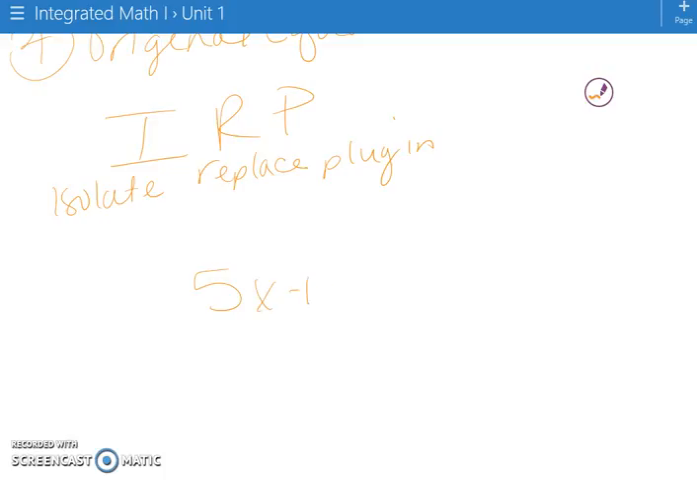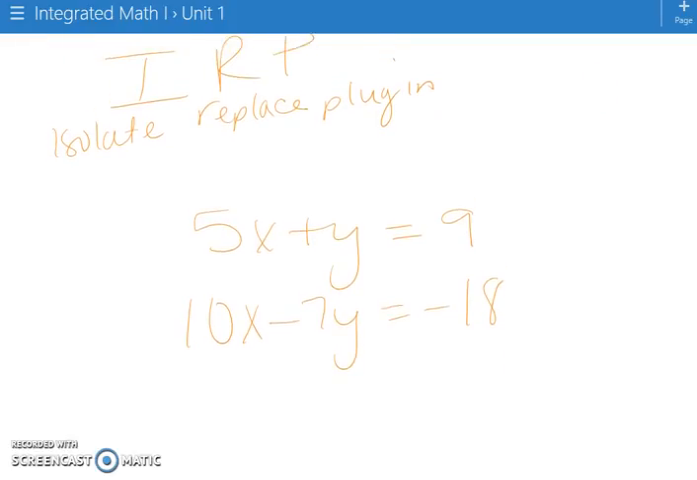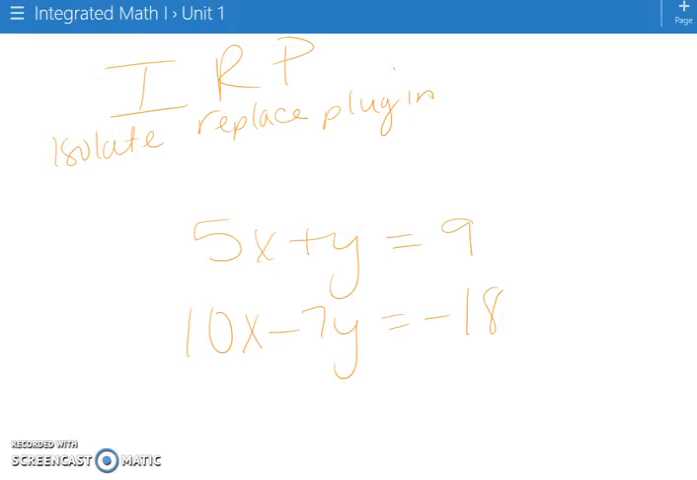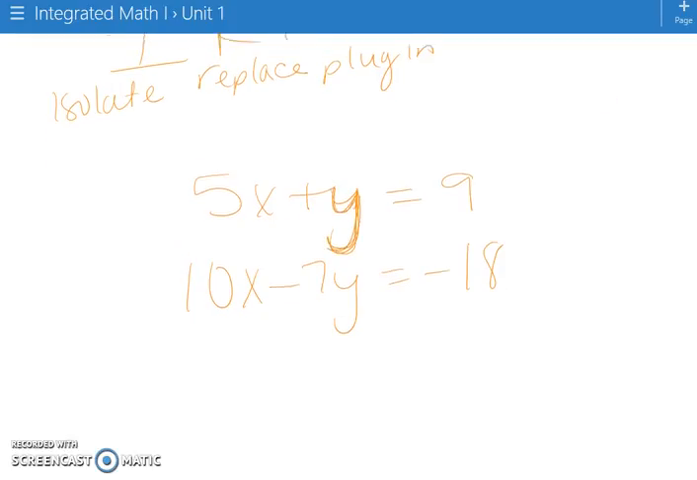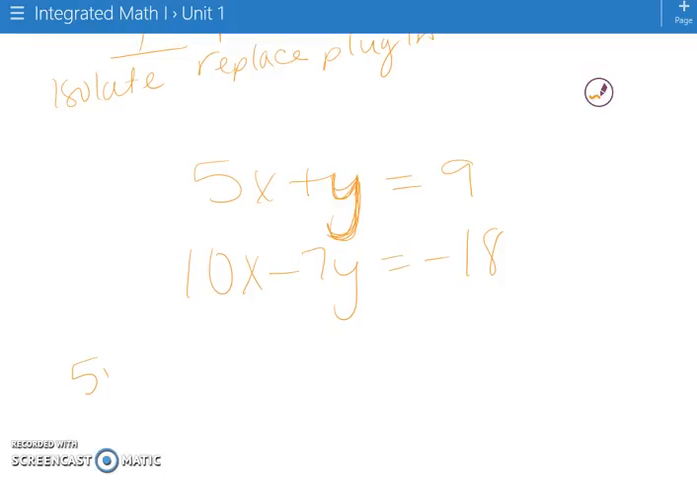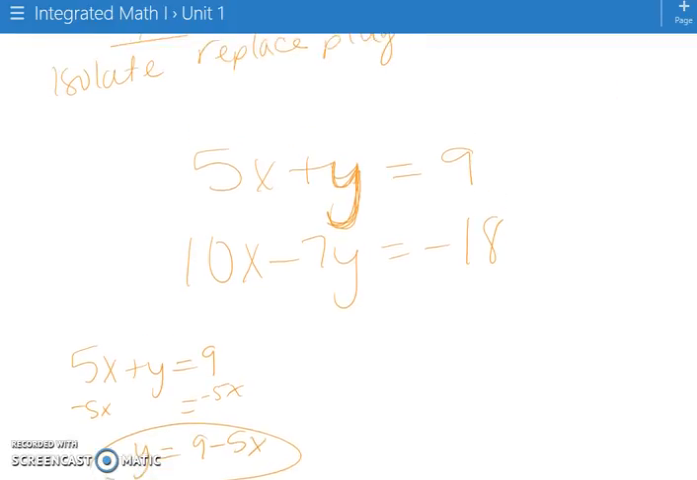So 5x plus y equals 9. Then I also know that 10x minus 7y equals negative 18. So I'm going to isolate a variable. I'm going for this one because it's the easiest. It's almost alone. That's the y I'm going to go for. So 5x plus y equals 9. I can subtract 5x on both sides, which will give me y equals 9 minus 5x. So I isolate it.